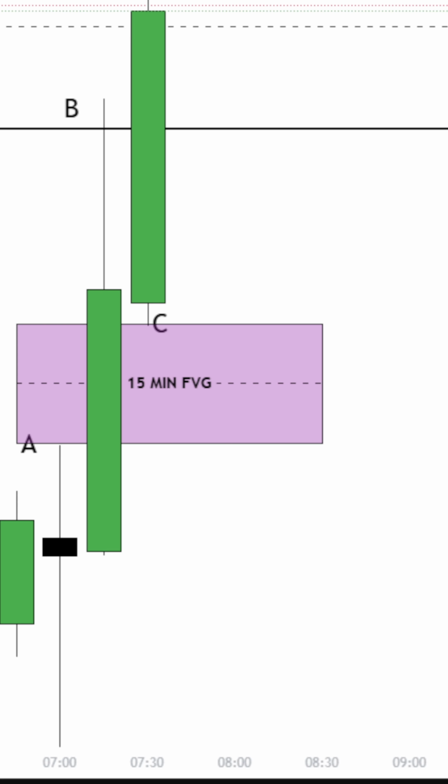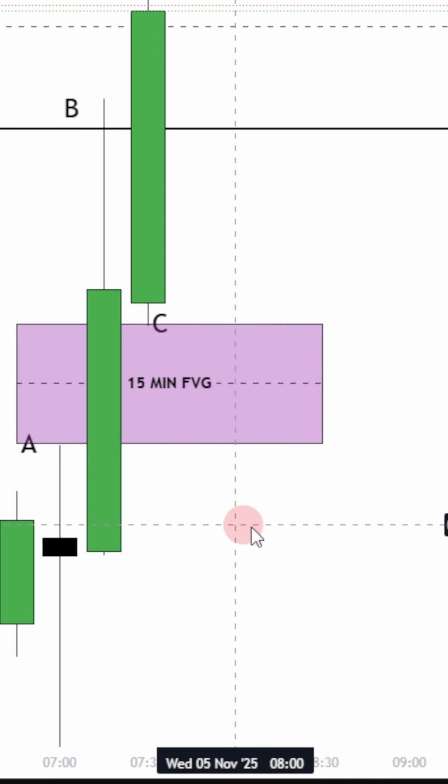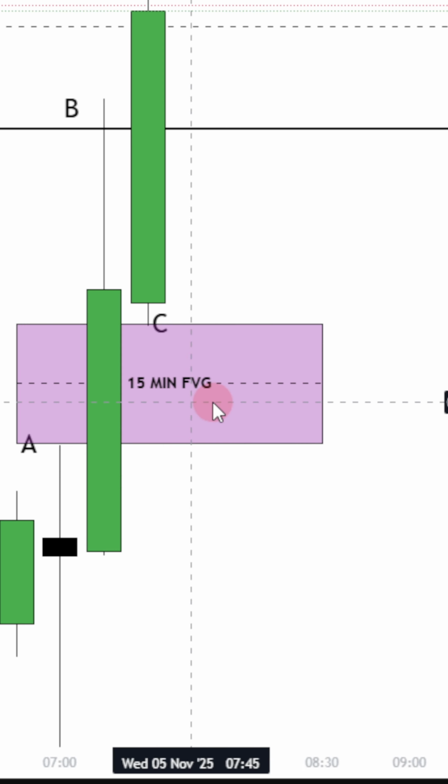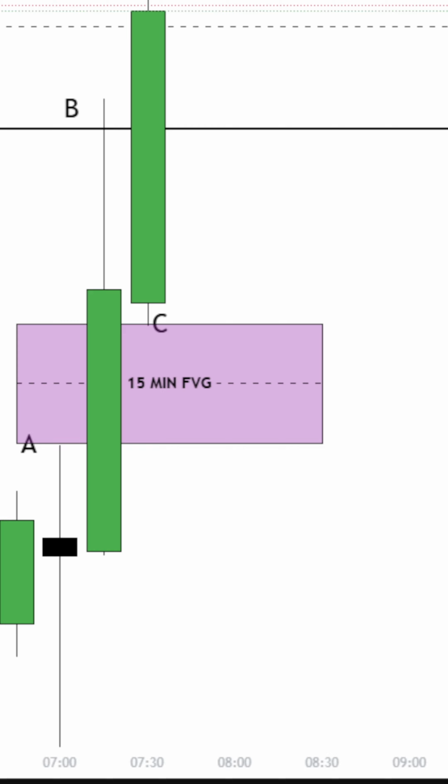So for now, I just want y'all to get familiar with spotting them clearly on your chart and as quickly as you can. So I'm gonna hit play and we'll watch this video, how price respected this fair value gap and how it came back extremely fast.